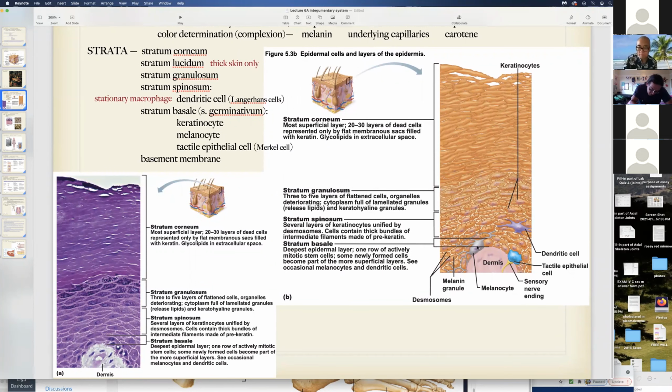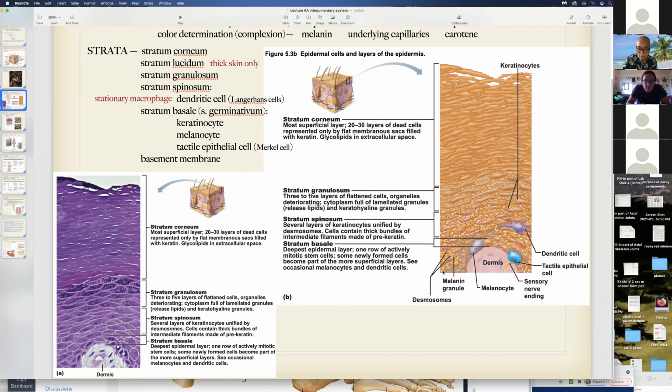Now, the melanocytes would have a whole series of processes, and they would have channel proteins there that are going to constantly be sending the melanin, which is going to be in granule form, into the cytoplasm of the keratinocytes.